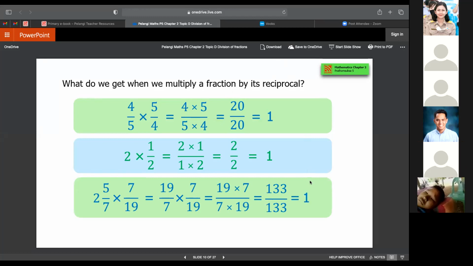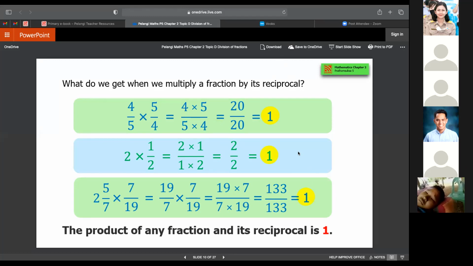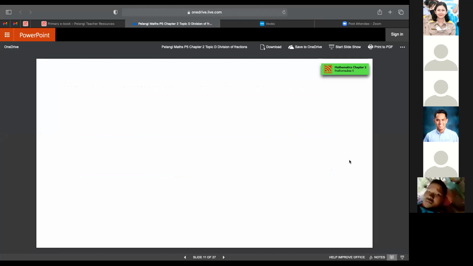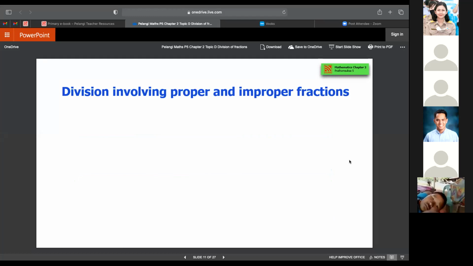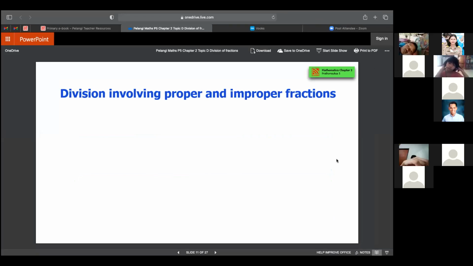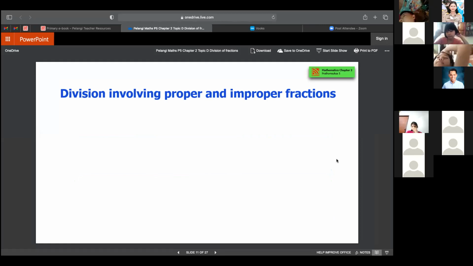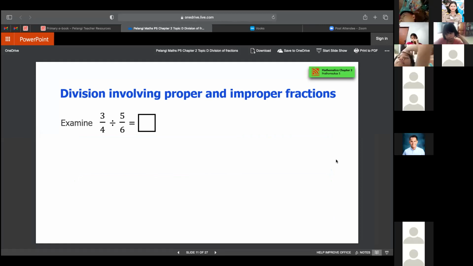When you multiply reciprocals, you get a value equal to 1 whole. So every product is equal to 1. The product of any fraction and its reciprocal is 1. Now, let's go to division so that you will know why we have to learn reciprocals. Division involving proper and improper fractions.